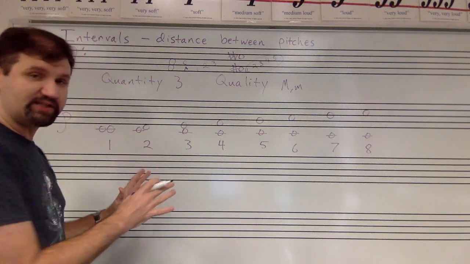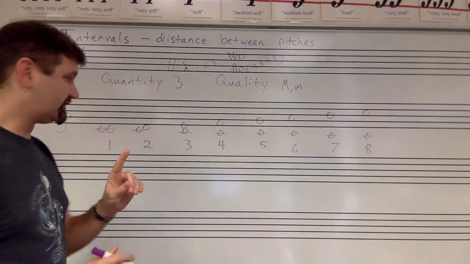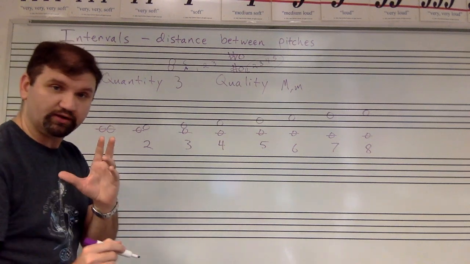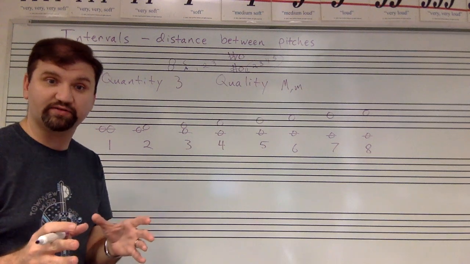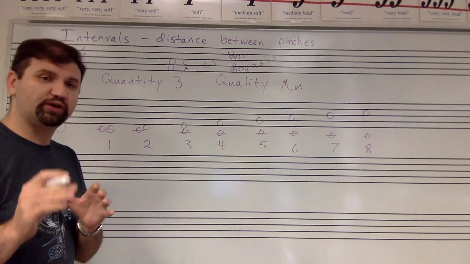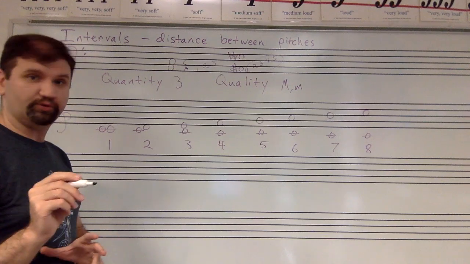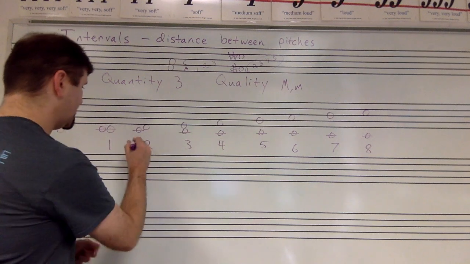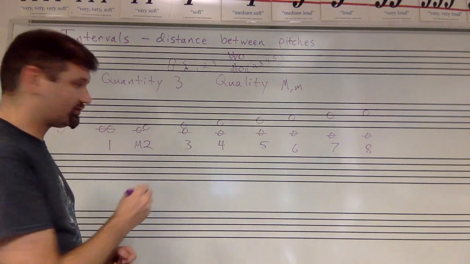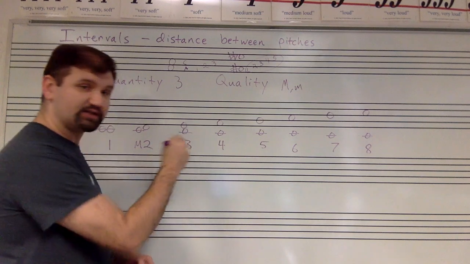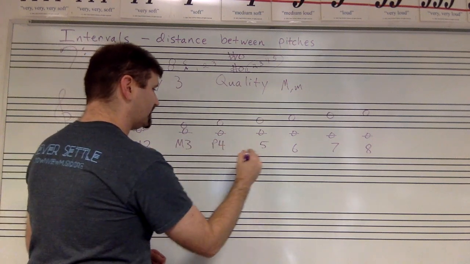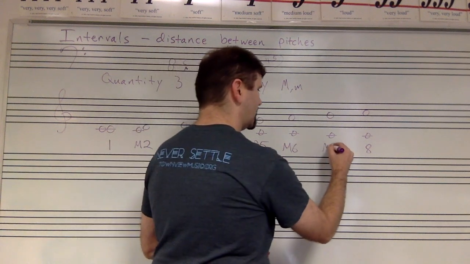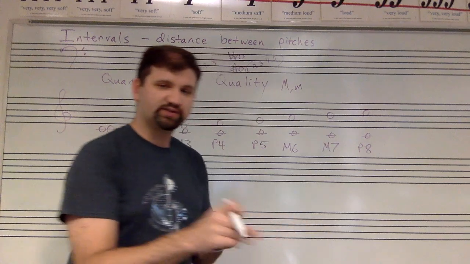So that's the quantity. To figure out the quality, though, this is a major scale. And every major scale, because the pattern of every major scale is the same, will produce the same interval pattern as well. If the scale pattern is the same, the interval pattern is the same. And the pattern of this is a major second, a major third, a perfect fourth, a perfect fifth, a major sixth, a major seventh, and a perfect octave.